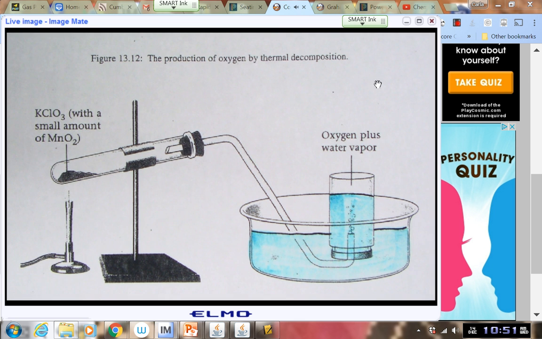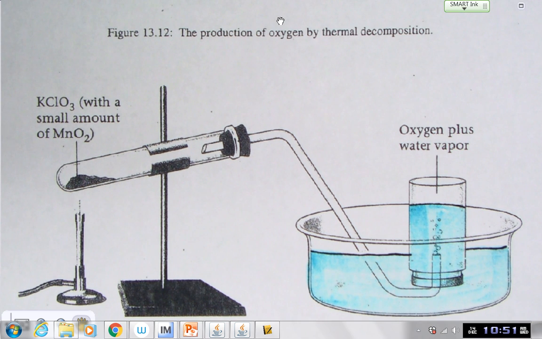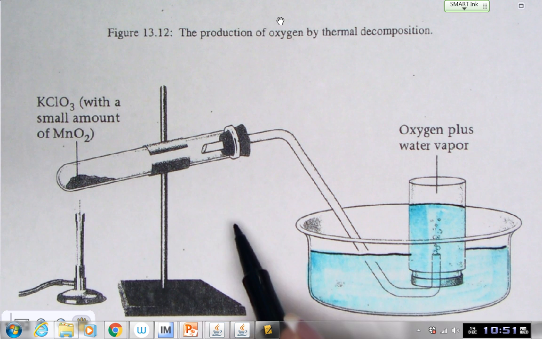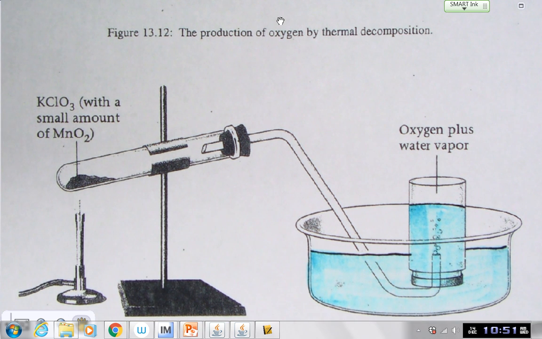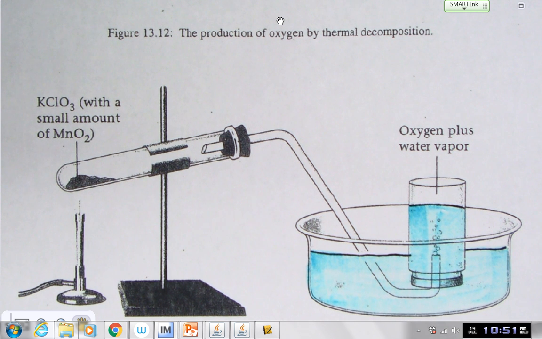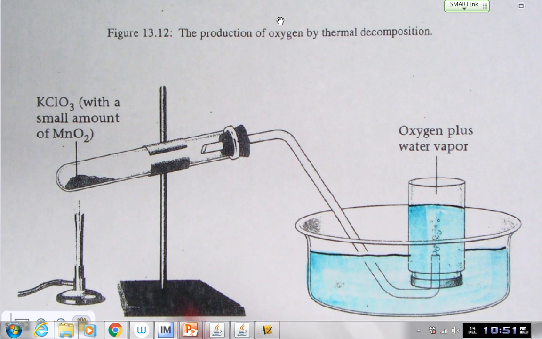Okay, so what we just watched was showing you how we would collect a gas by water displacement. This is the handout that I've given each of you, and if you take a look, this is the same setup that we had in the previous animation. So let's look at how Dalton's law can be applied to this. We're collecting oxygen gas.